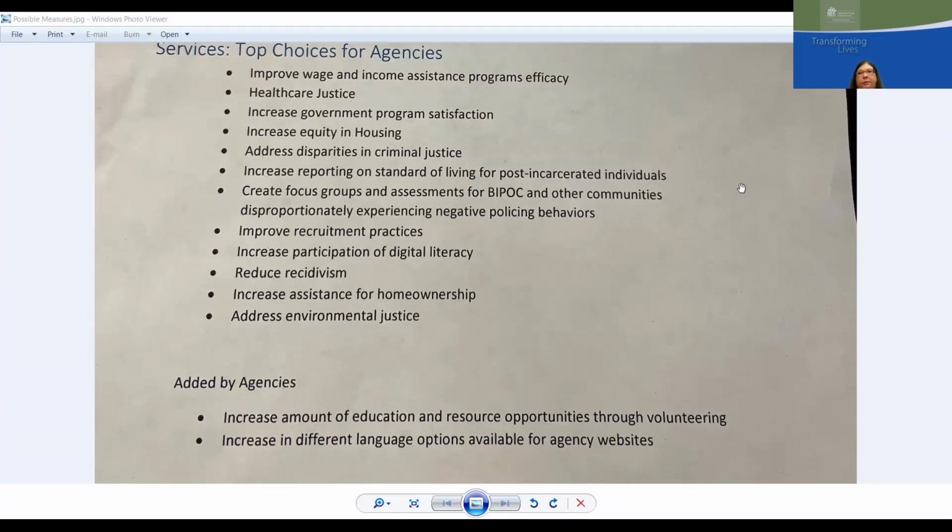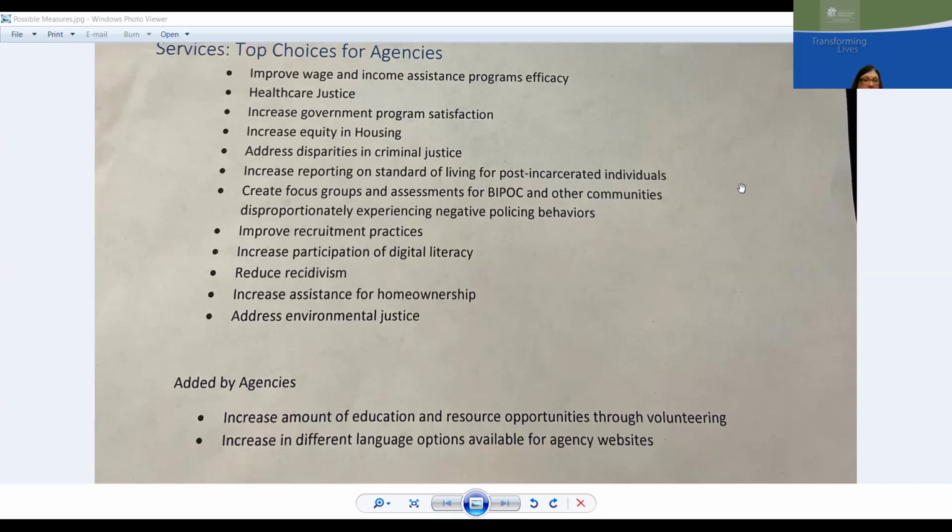Hey everyone, I think the benefit of being towards the end is we won't have to keep talking about the same ones, but our group did a nice little round robin. Everyone got to have their voices heard and cast the vote, and we honored the vote. So our top 4: improve wage and income assistance program efficiency, improve recruitment practices, increase equity in housing and healthcare justice. We actually tied on the top 2, and then we had a nice robust discussion to honor the voices as to why we chose those top 2.